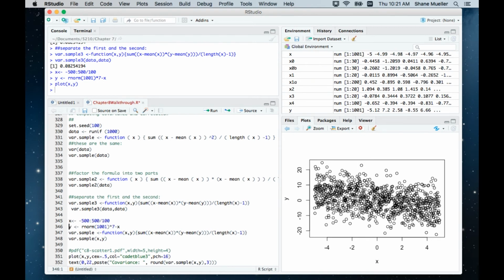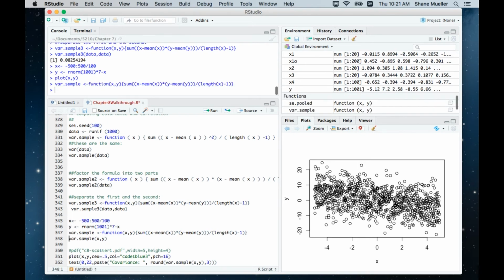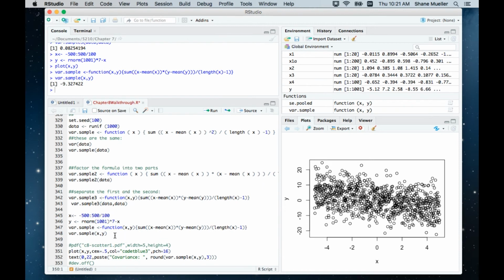So I'm going to rename var sample 3 to var sample so I don't have to reuse that 3 all the time. And I get a value of negative 9.3. So what does that mean? This is our estimate of the covariance between these two. So if I were to do covariance of x and y, I get exactly the same number.